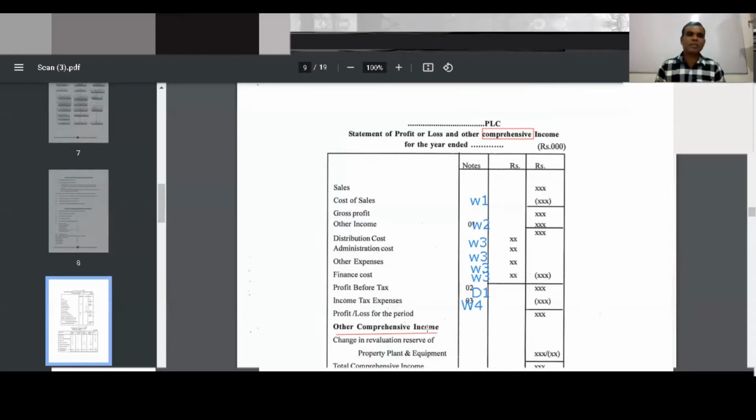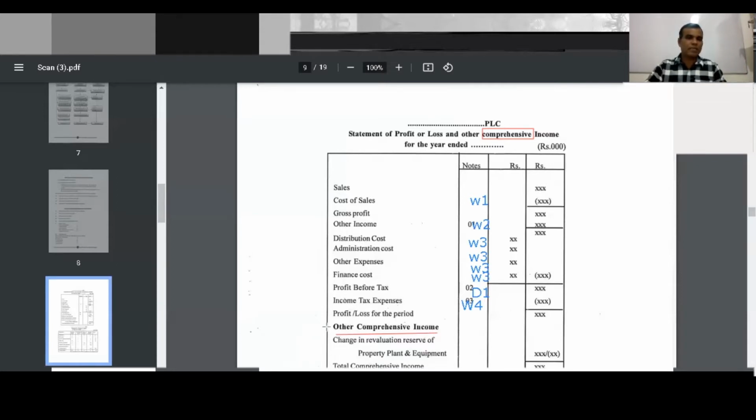If we are not considering other comprehensive income, this income statement becomes an income statement of profit or loss only. If you consider comprehensive income, definitely this statement becomes a comprehensive income statement. Now, before 2014, we were not discussing the comprehensive concept. From 2014 onwards, we are continuously discussing the comprehensive income statement. For advanced level, we are preparing only a comprehensive income statement.